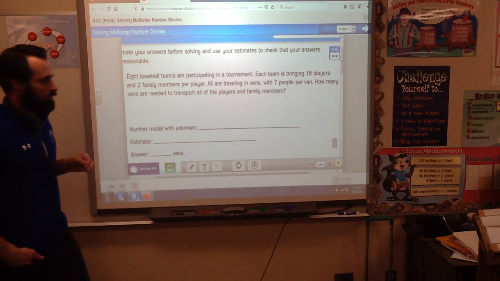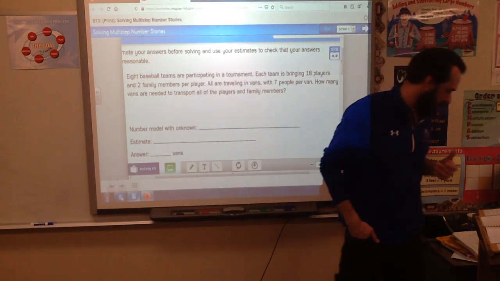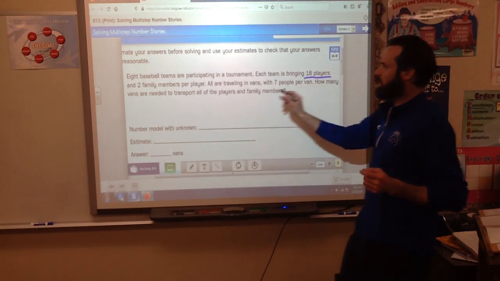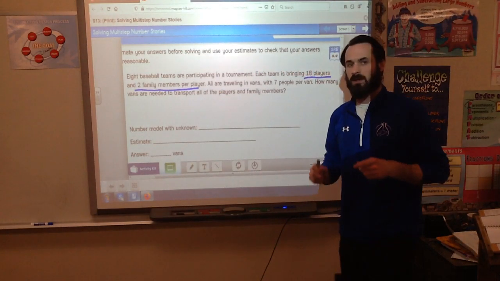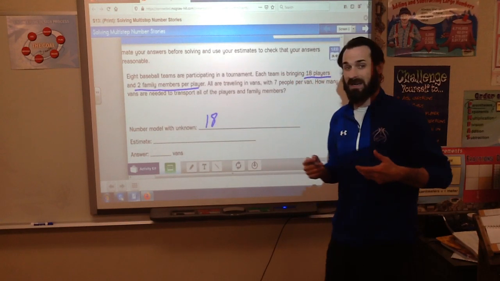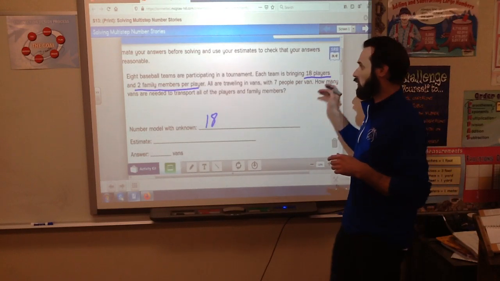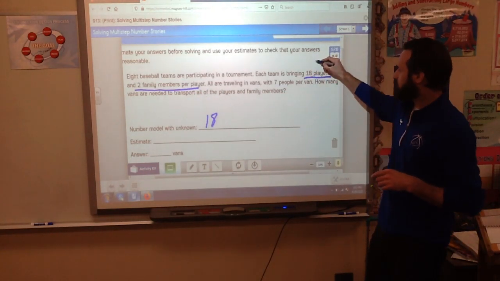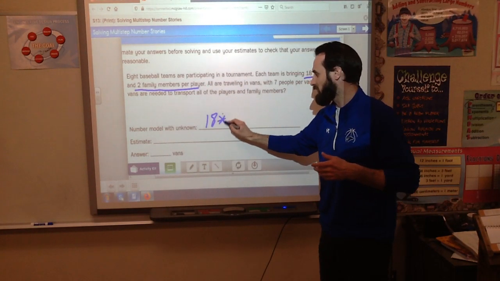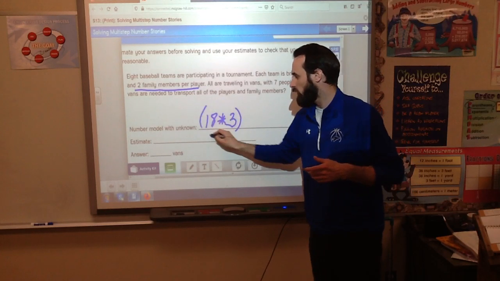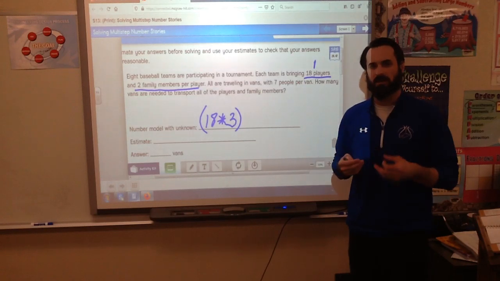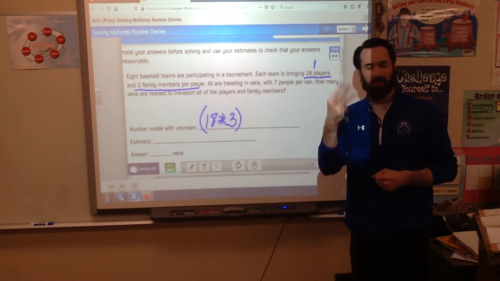Okay, so when you're doing this, there's a lot to dissect here. If there are 18 players and they're bringing 2 family members, that means that there are 18 groups and each group is bringing how many people? Now, some people think, well, it's 2 because we have a 2 there. But it's actually a 3 because there's 1 player and 2 family members per family. So that's like 18 times 3. It'd be like you going to play in a game somewhere or do some sport and your mom and dad coming. You plus your mom and dad makes 3.